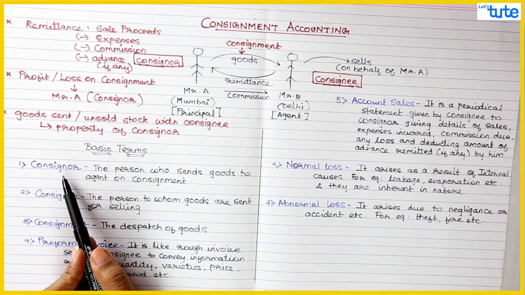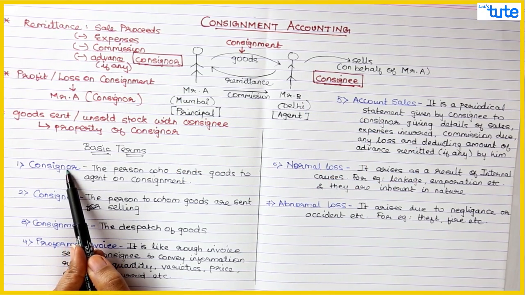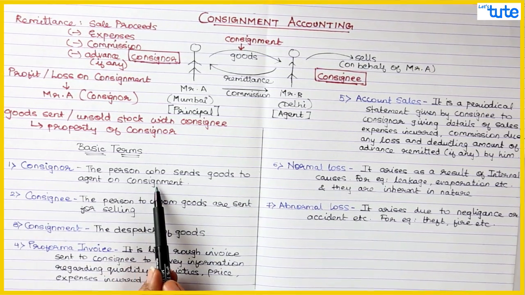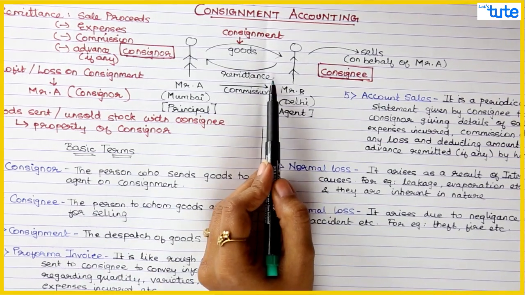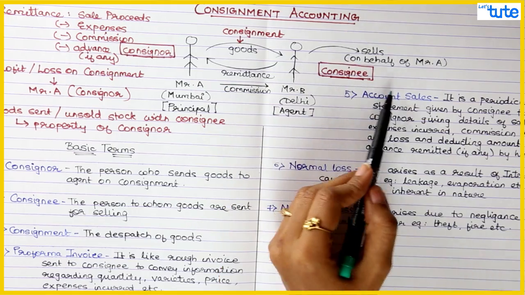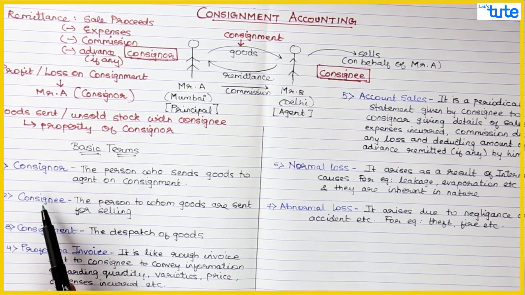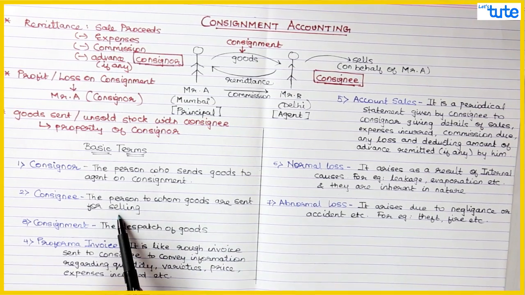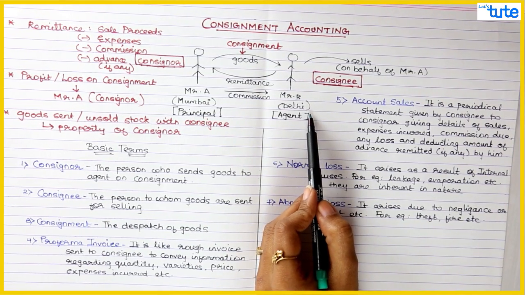So guys, starting with the first concept, that is first basic term is consignor. Consignor is the person who sends goods to agent on consignment basis. So in our example, Mr. A is a consignor who sends goods to agent for the selling basis on commission. Second is consignee, the person to whom goods are sent for selling. So that is Mr. B in our example.